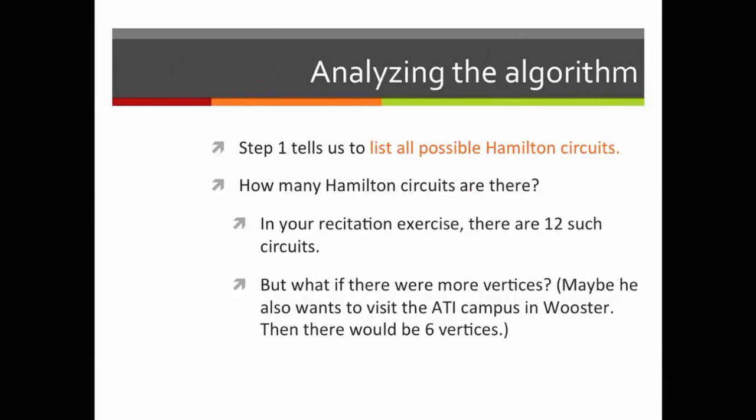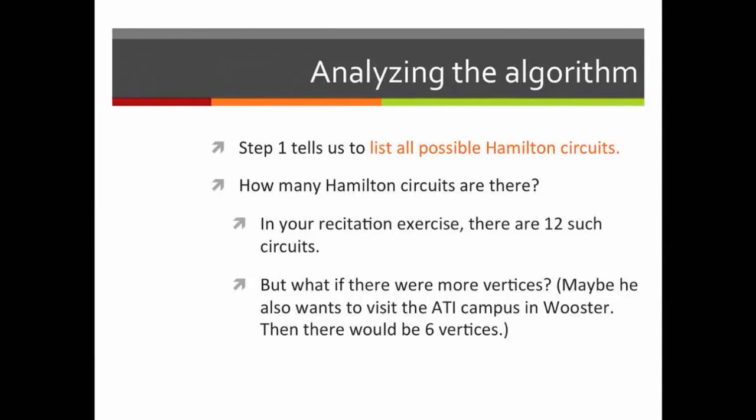So a natural question to ask is, how many are there? How many Hamilton circuits will we have to use if we follow this algorithm? Well, I happen to know that when you get to recitation and work on this problem, you're going to have to find 12 Hamilton circuits. In fact, the handout that you will get for recitation will give you exactly 12 rows. So you know you need to fill that in with the 12 Hamilton circuits.